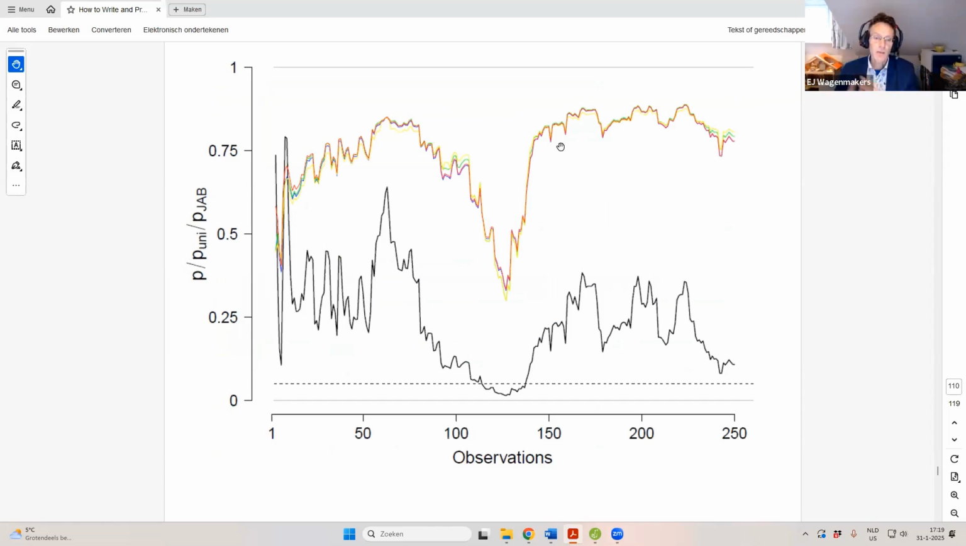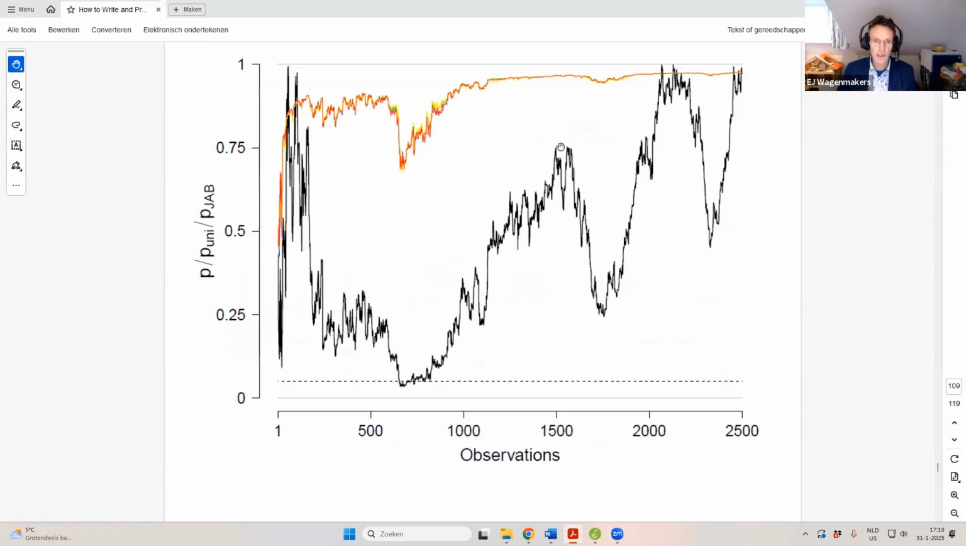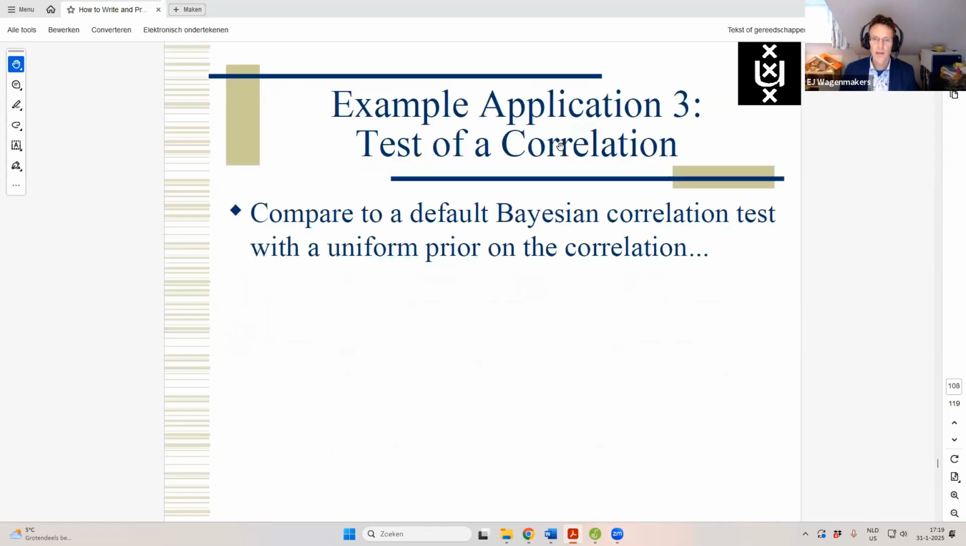Yes, that's really important, because I'm looking here at the default tests. For instance, the default test for the correlation, which is what we're assuming here, has a uniform prior on the correlation. So every value from -1 to 1 is equally likely. Sometimes, of course, you want to do something else. You have prior knowledge and you want to change this.